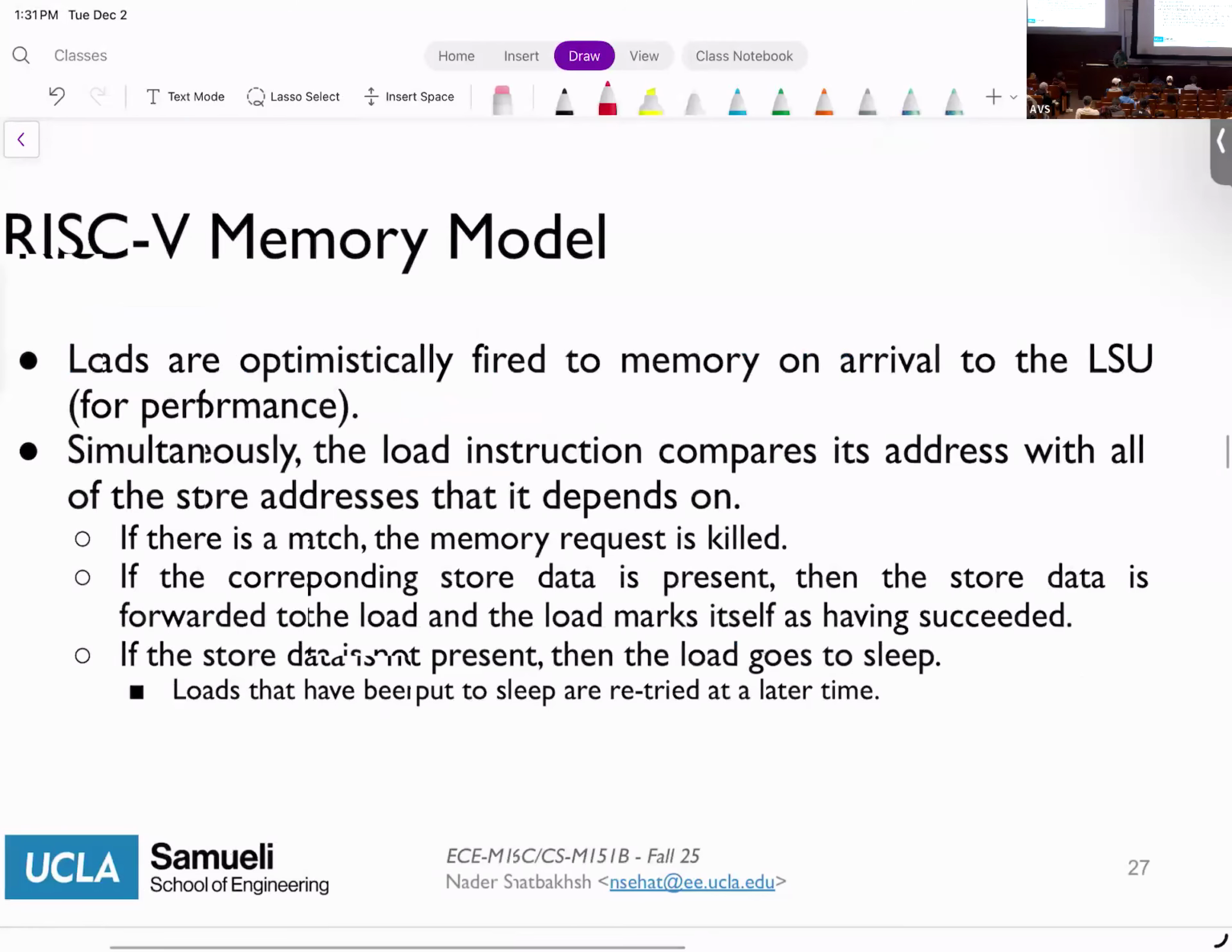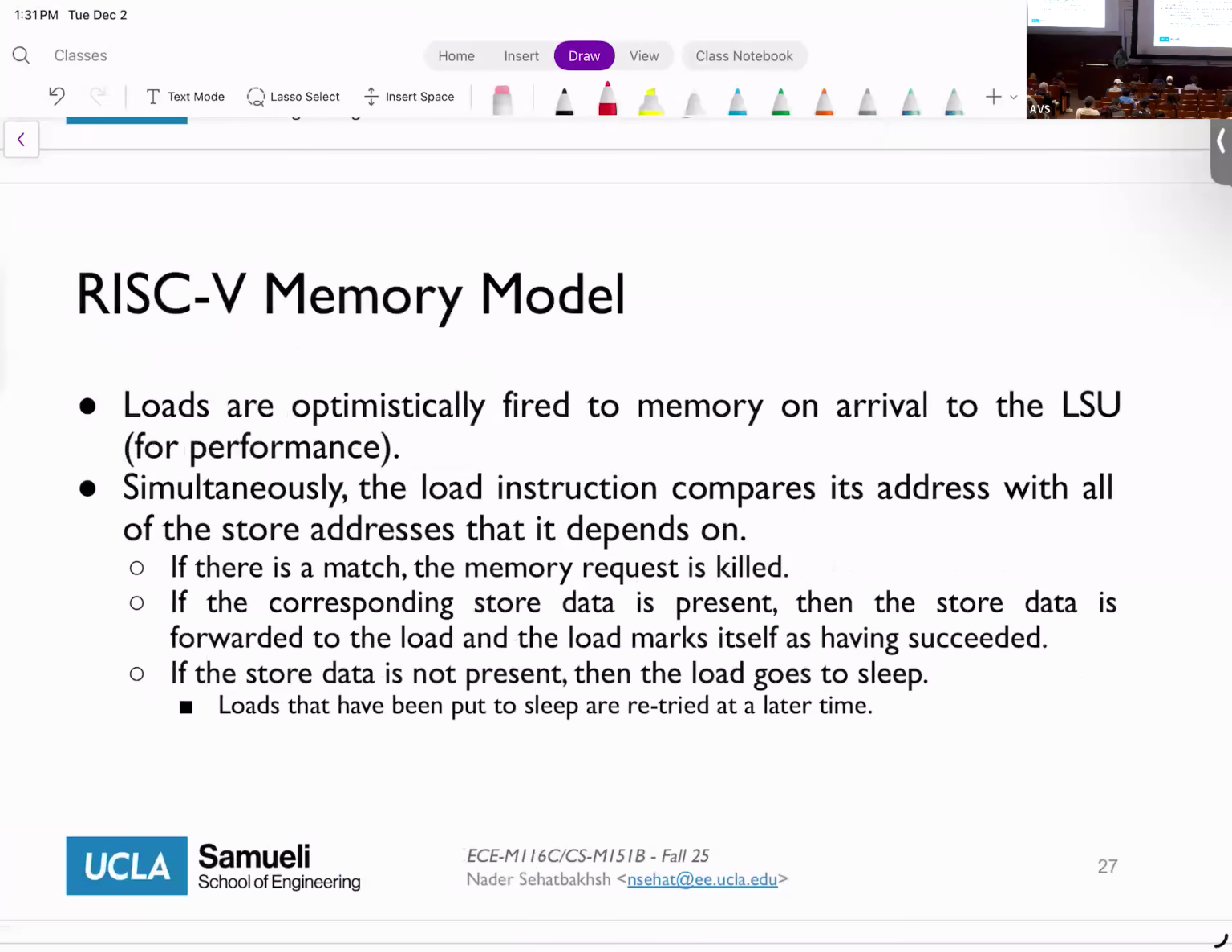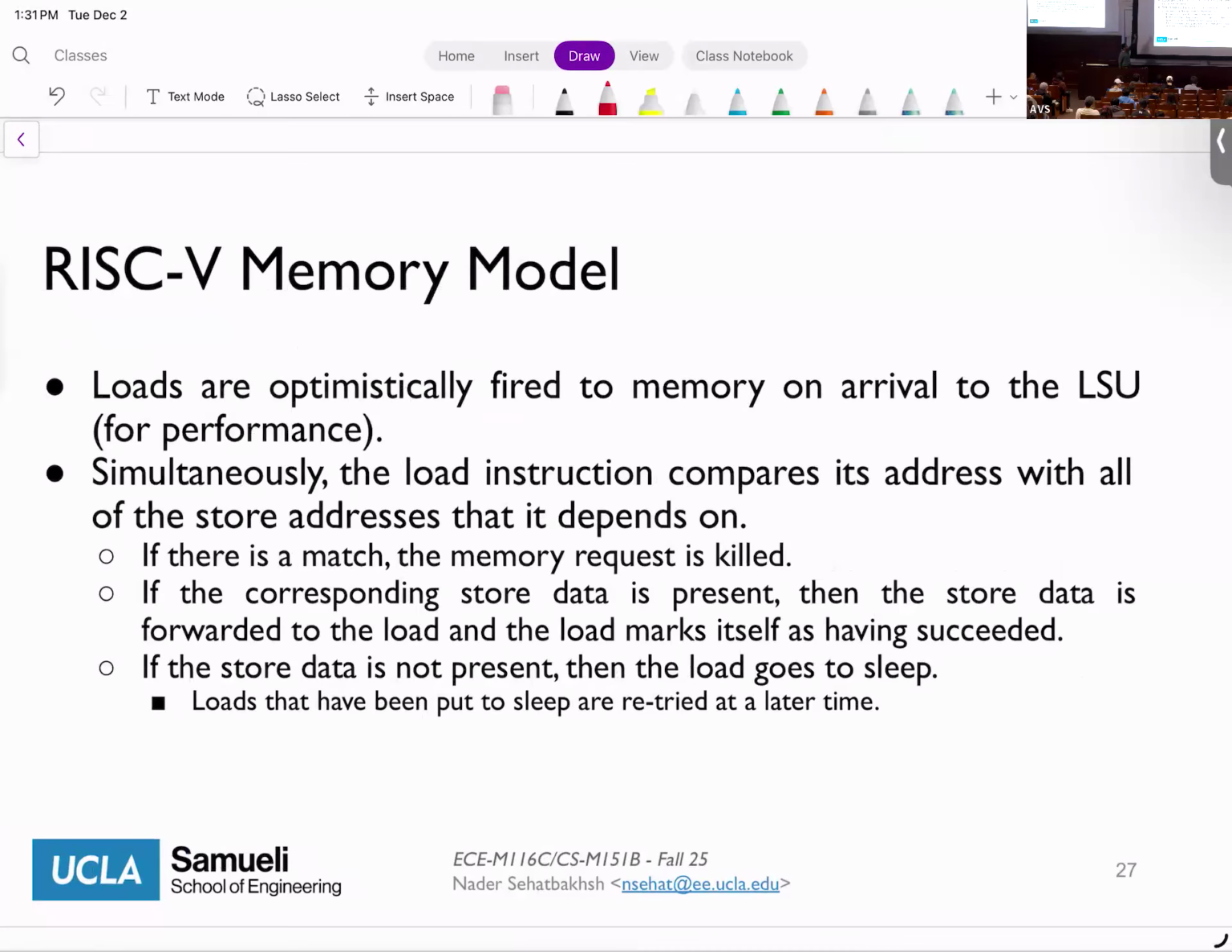So what does it do exactly? It does the following. Loads are fired to memory once they arrive at the LSU, the LSQs. Essentially, when we push things into the load-store queues, we issue them to the main memory. So we read from the main memory opportunistically.